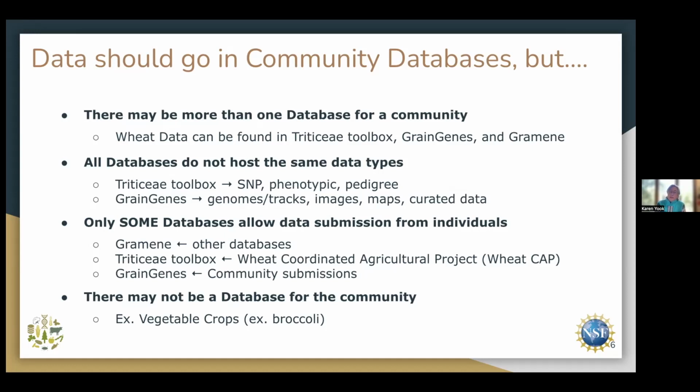And then some databases only allow data submission from individuals. So not all databases will take submissions. So having people direct you to a database that does house data like yours isn't really the appropriate one for you to go to submit, such as Gramene, which takes data from other databases. And then, of course, there's a quintessential problem that there may not be a database for the community. So how do we address that?